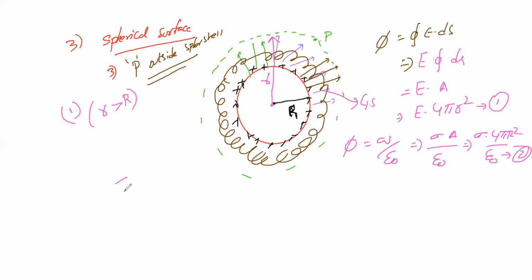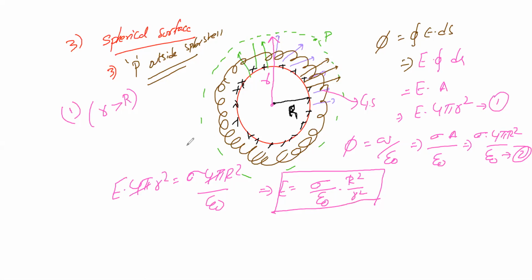So equating these two, electric field E into 4 pi small r square is equal to sigma into 4 pi capital R square by epsilon naught. So 4 pi will get cancelled. So electric field E is equal to sigma by epsilon naught into capital R square by small r square. So this is your relation. Remember this relation. For point P away from it, where small r is greater than capital R, this is your relation. This is the first case where small r is greater than capital R.